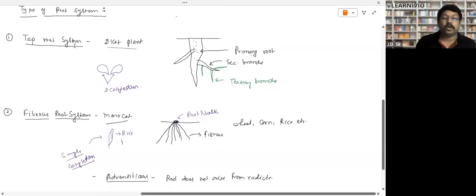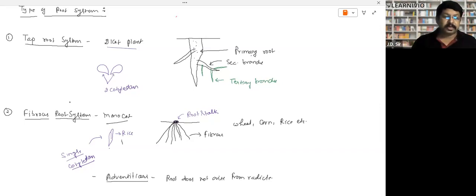Basically, there are two types of root system, right? That is tap root system and fibrous root system. Tap root system is normally found in dicot plants. There will be one primary root and then secondary roots, and from the secondary roots further tertiary roots come out, right? So normally dicots have tap root system. Big trees always have tap root system, like radish and carrot, they all are tap root. You must have seen this kind of root.